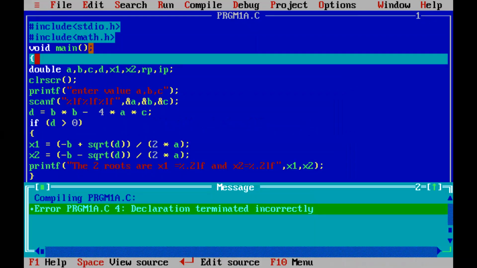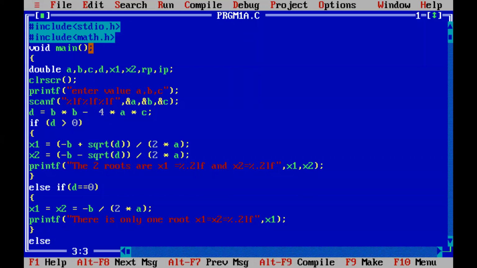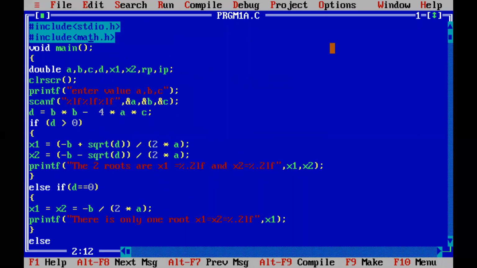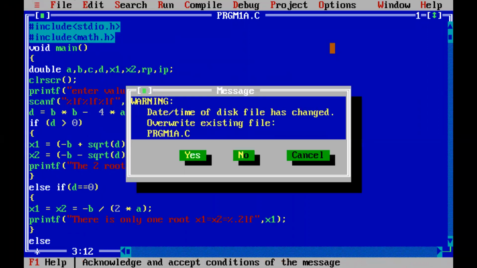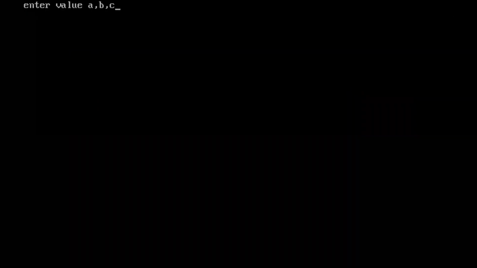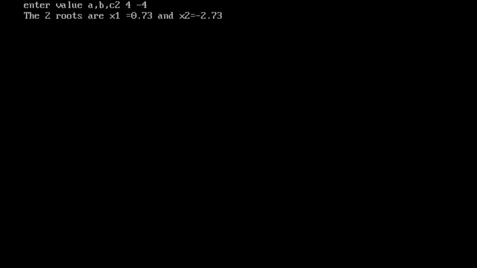I avoided main, after that I had a semicolon. Okay. What happened? Then any more errors? When you try running your program, you should try all the three cases. Okay, this is correct, right? X1 equal to 0.73 and 1.